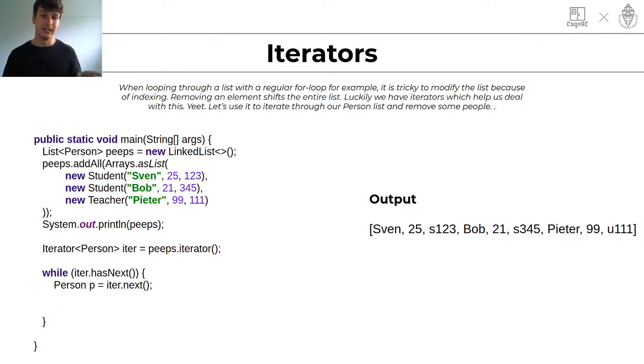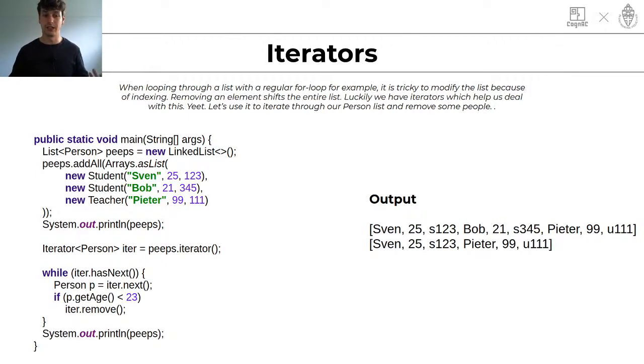So anyway, we created the iterator, and what we can now do is say while iter.hasNext, in other words, while there are still elements left to explore, we grab the next element in the list by saying Person p = iter.next. It grabs it and removes it from the queue of people that we want to explore, and then we can evaluate it. So for example, we can say if p.getAge is lower than 23, we say iter.remove, and by saying iter.remove, it removes it from the original list without messing up the indexes. And then if we print it, you can see on the right hand side that it's actually removed.